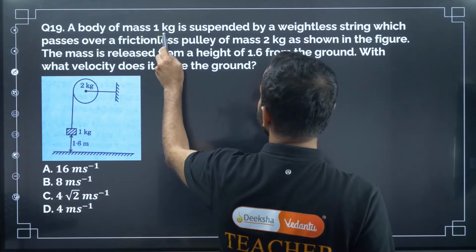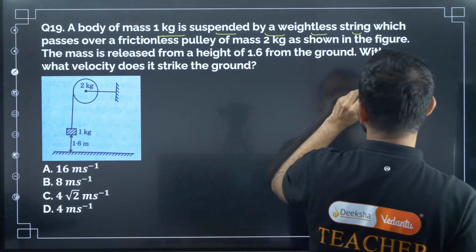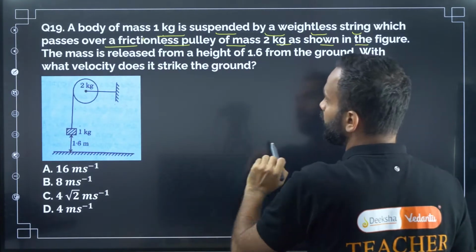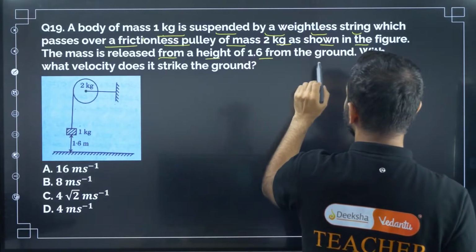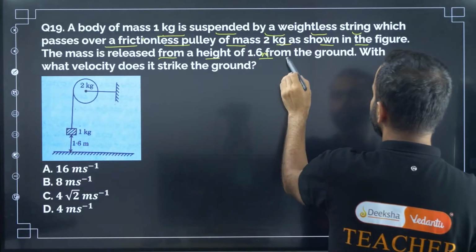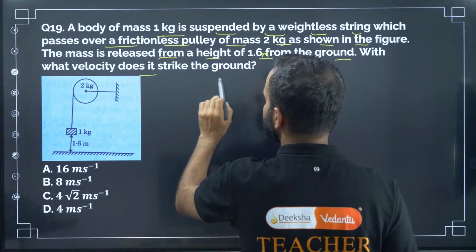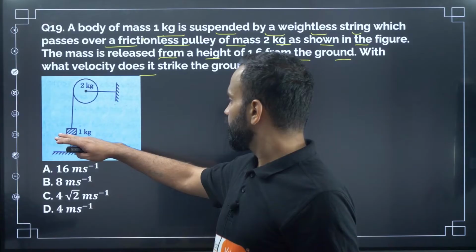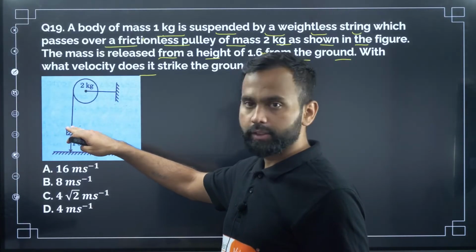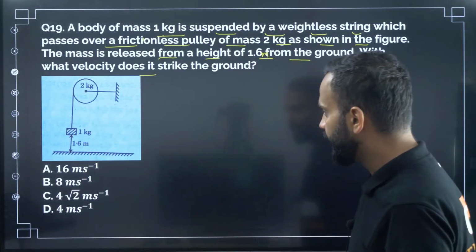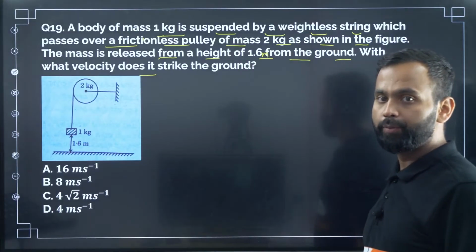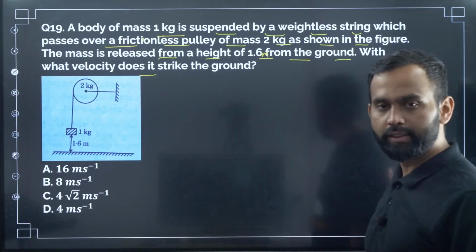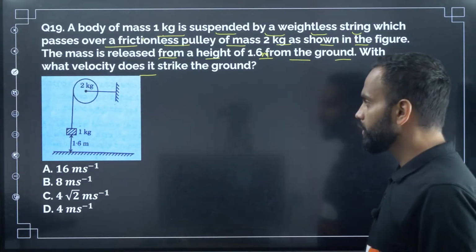A body of mass 1 kg is suspended by a weightless string which passes over a frictionless pulley of mass 2 kg as shown in the figure. The mass is released from a height of 1.6 meter from the ground. With what velocity does it strike the ground? We need to find with what velocity the 1 kg block hits the ground. Here we need to apply the conservation of energy theorem. Why are we applying it?